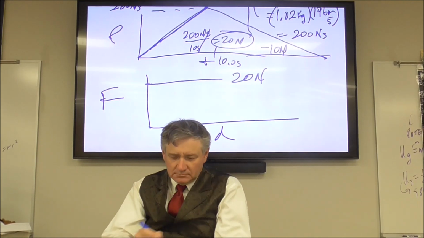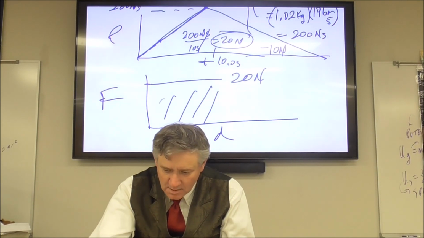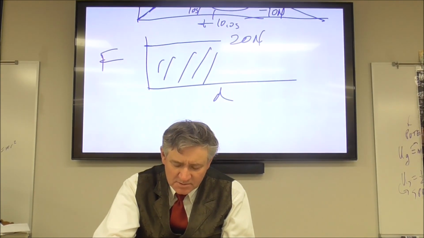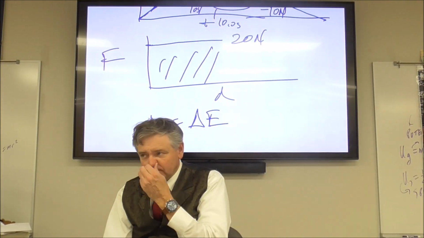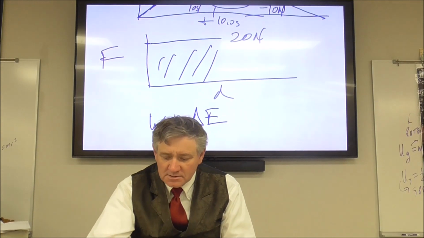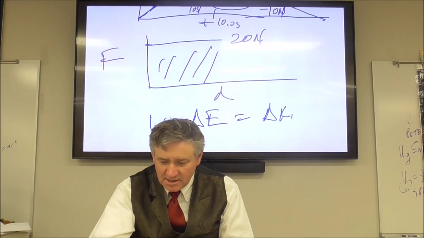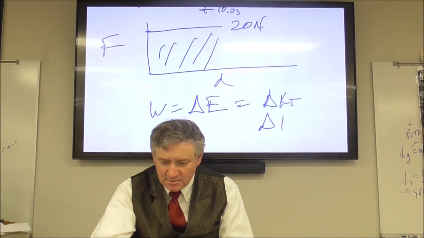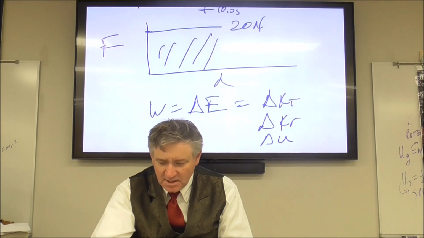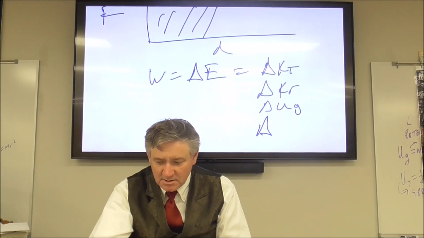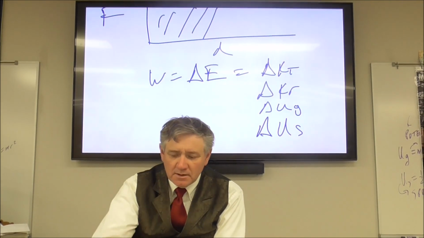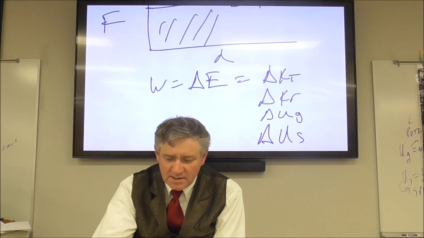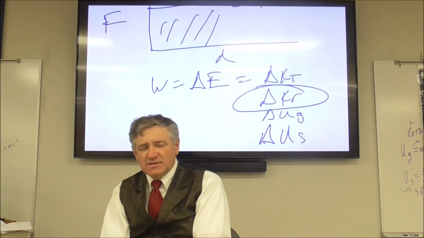What does the area underneath a force distance graph give you? Work. Now, work also equals a whole bunch of different things. Fundamentally, it equals a change in energy, right? True? Yeah. So we could change kinetic energy, potential energy, rotational energy. We could change UG. We could change US, right? Which of these could we calculate at this point?